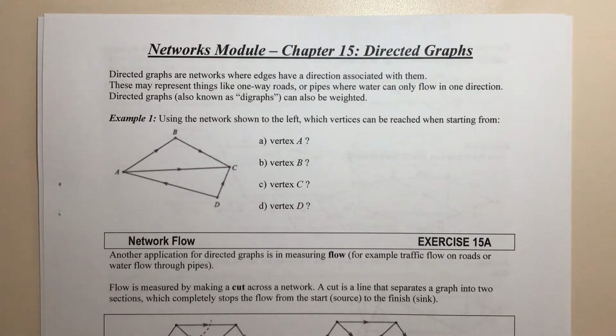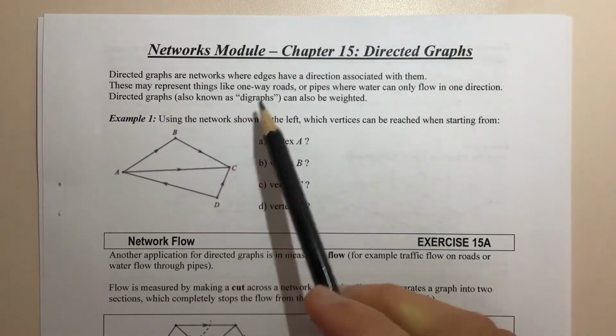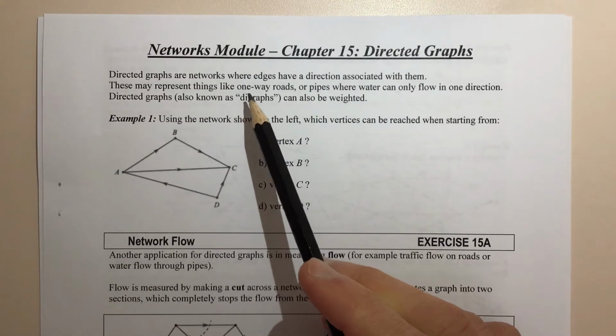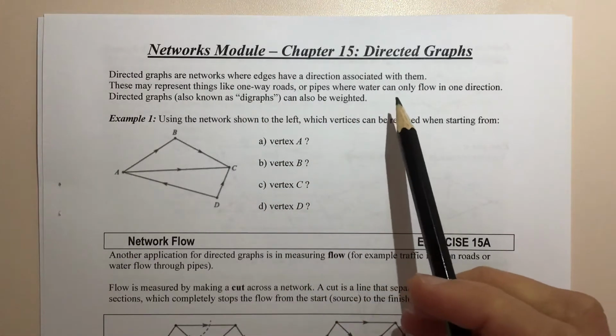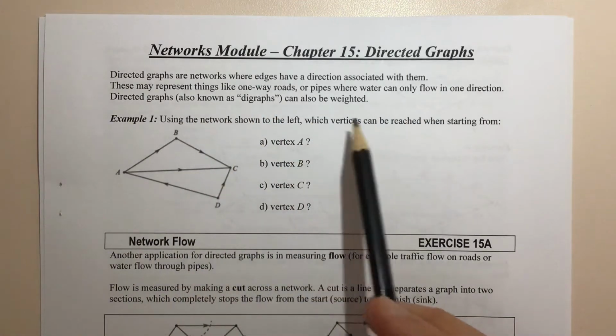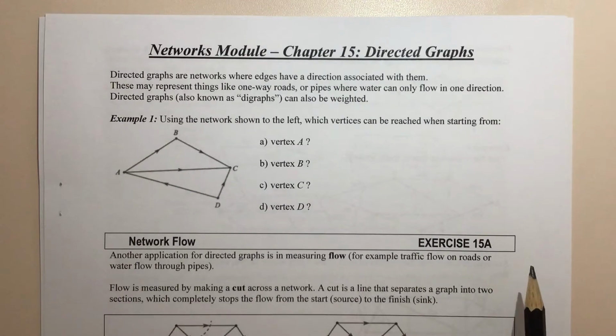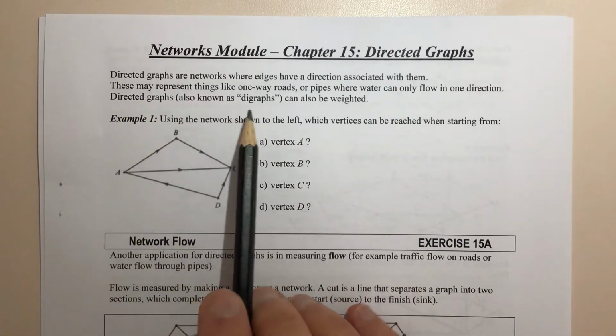This video is going to go through the first section of chapter 15. And in chapter 15, we're looking at networks still, but this time focused on directed graphs. So directed graphs are networks where, just like other networks, there's vertices, there's edges, but the edges have a direction associated with them. So this could represent things like one-way roads or maybe pipes where water can only flow in one direction. You don't hear this word too often, but directed graphs can also be called digraphs.